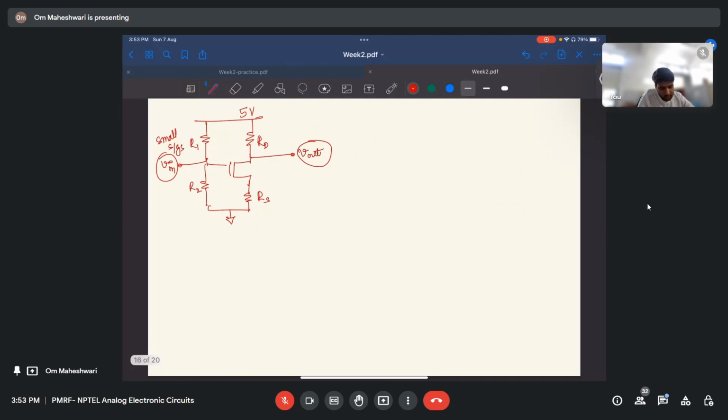So to do the small signal analysis, what do we do? Our first step is to change any DC voltage source to short, source to ground. So this 5 volts will change to ground.